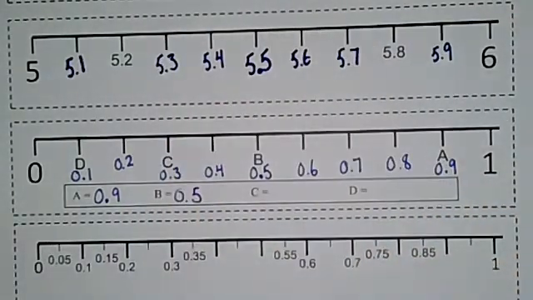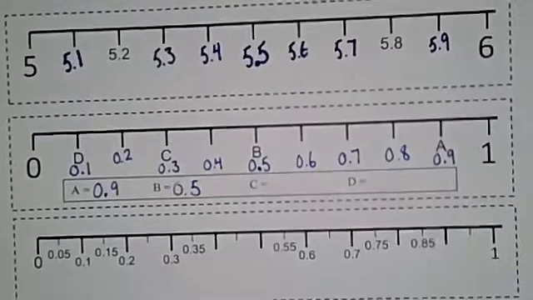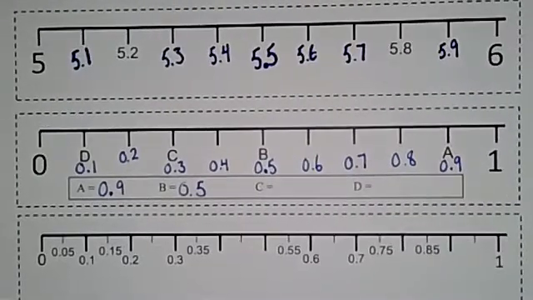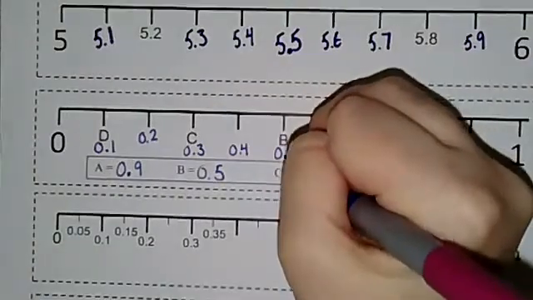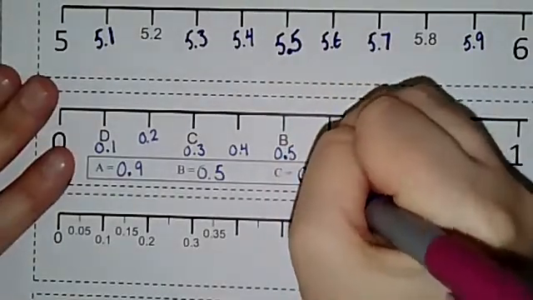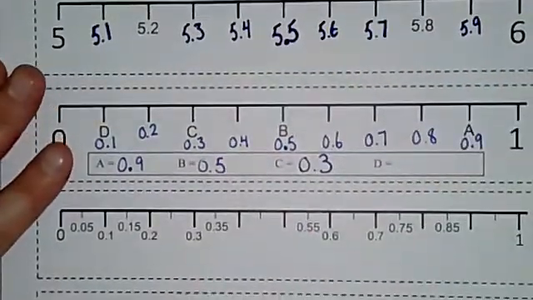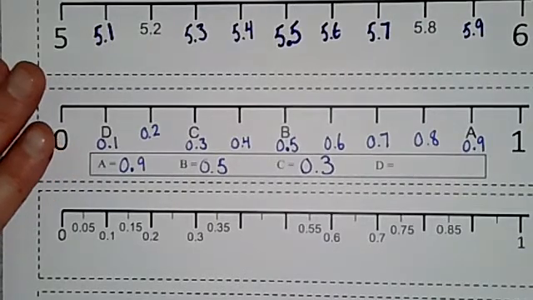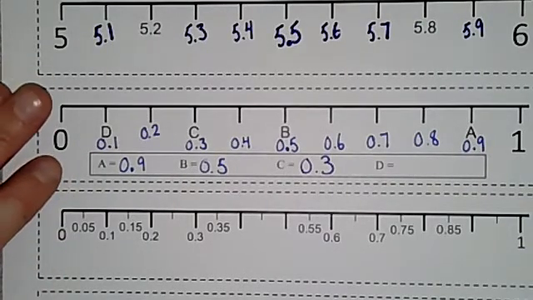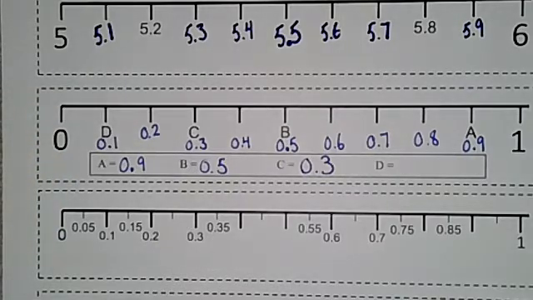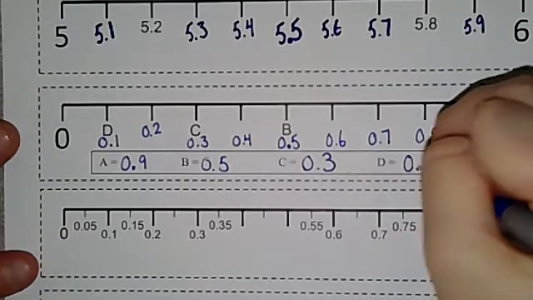Ava, what about C? What decimal is at C? Okay, but don't say 0.3. Say it as it's written. 3/10. Very good. 3/10. Write this in. What about D? Landon. What'd he say? Very good, Landon. 1/10.